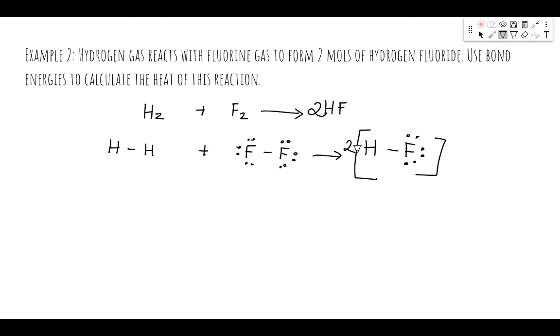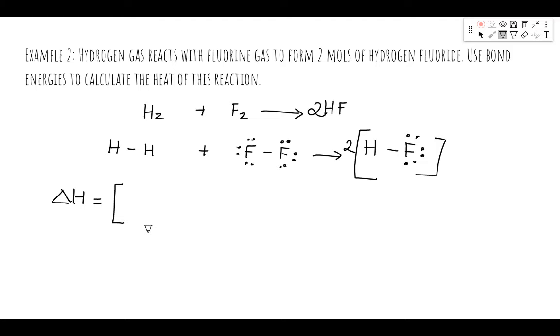All right, now let's go ahead and take a look at how we find delta H. So delta H, like we looked at in the previous example, is the sum of the energies of the bonds broken minus the sum of the energies of the bonds formed. The bonds broken always refers to your reactants because those are the bonds that have to be broken before the new bonds are formed in the products.